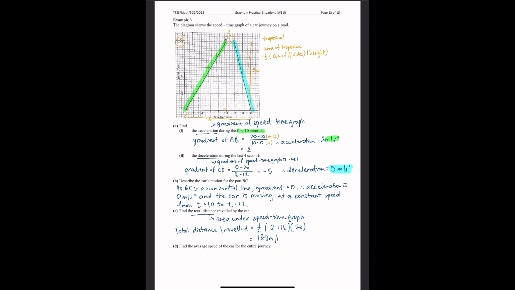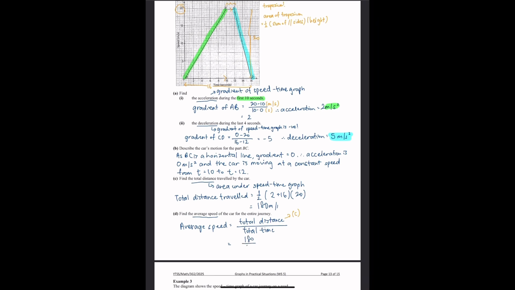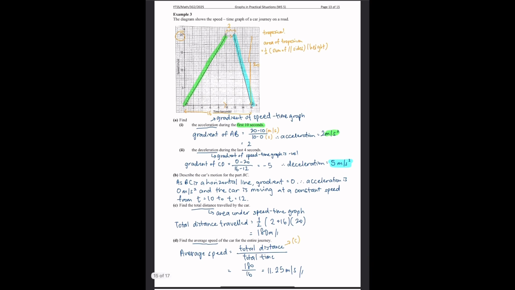Now let's move on to part D. Find the average speed. So average speed, let me recap with everyone: total distance over total time. So total distance, we can use part C's answer. Total time, refer to your graph. It is till 16 seconds here. So it will be 180 divided by 16. Okay, and you will get an exact value of 11.25 meters per second. Okay, so take note for speed, the unit is meters per second, as according to the graph here.